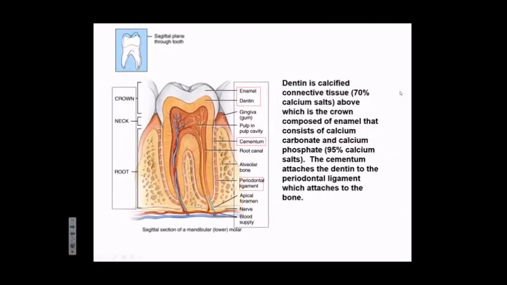Okay, the tooth is pretty straightforward. It has an enamel cap, which is 95% calcium. And then the cap is sitting on top of dentin, and dentin goes all the way through the tooth. And dentin is 70% calcium. I mean, dentin is more calcified than bone, and the enamel is calcified more than both.